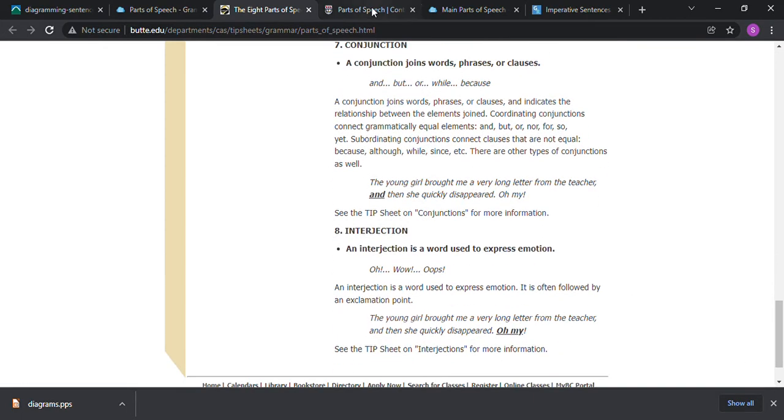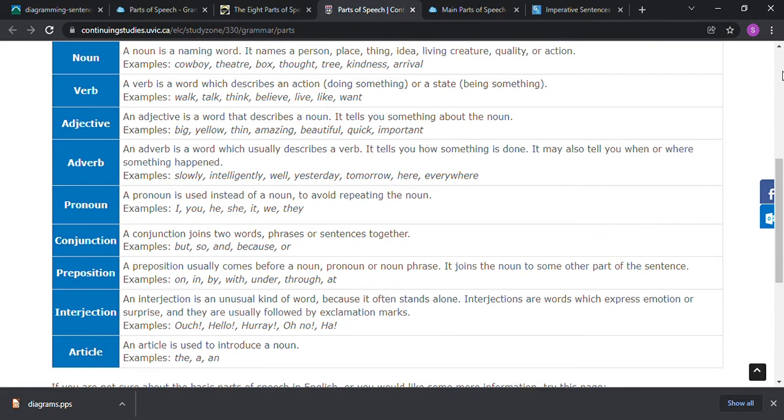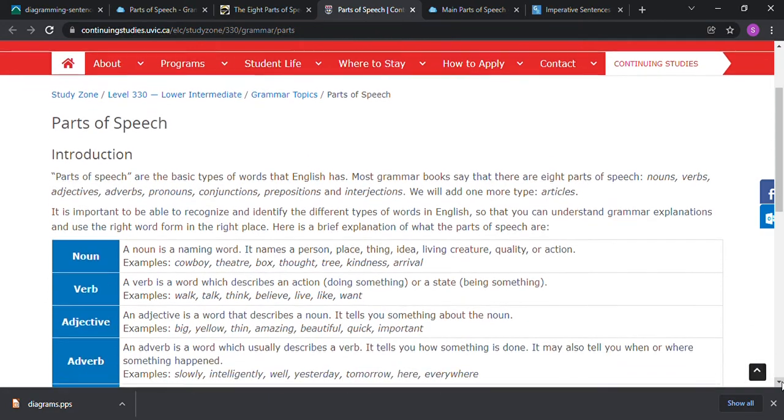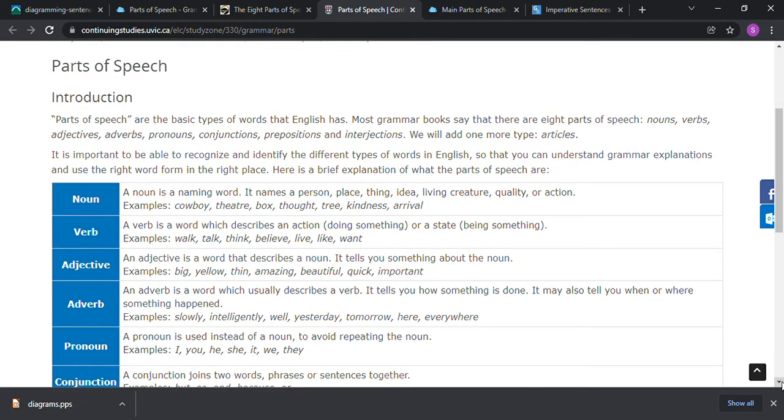And then there's another website that I also loved, and it's English Language Center at UVIC. So the website's in the upper left-hand corner. It's the University of Victoria. It says continuingstudies.uvic.ca, and you can see where this is if you want to type it in, or you can go look for it under Continuing Studies. And this is grammar topics, parts of speech, introduction. So it talks about the different parts of speech. And it's another one that I absolutely love.